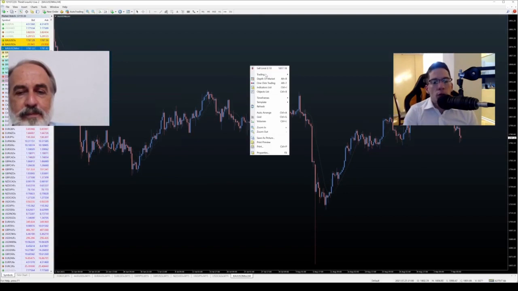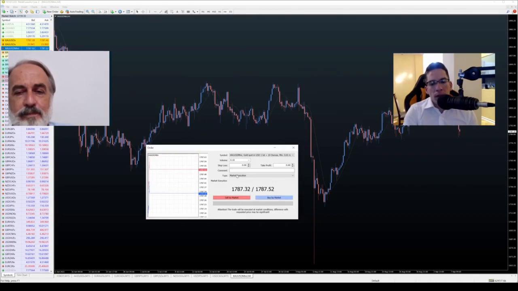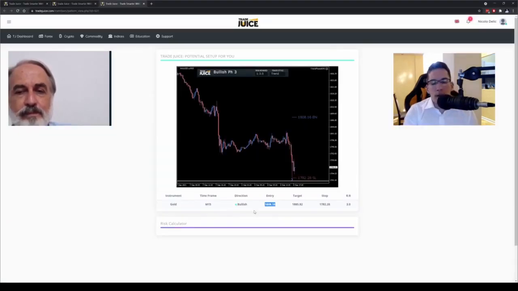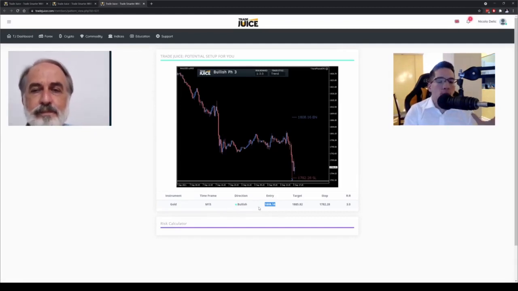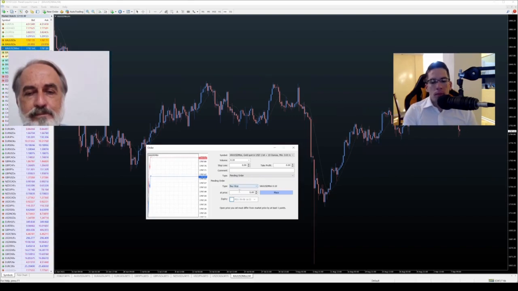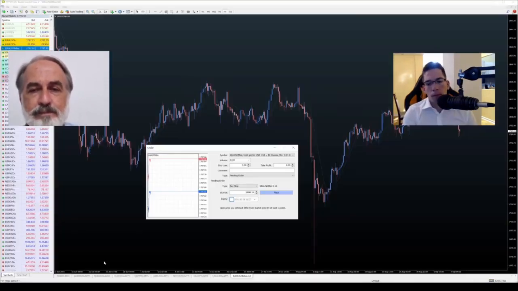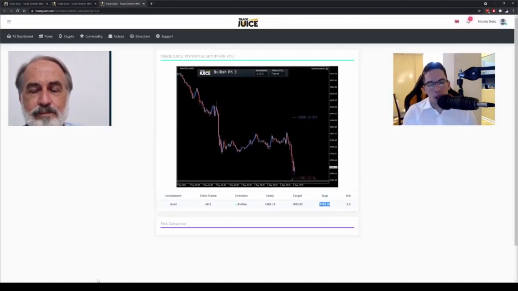You find gold on your broker, go to trading, right click, new order, and type is pending order. Let's get back to this part: it's a bullish trade, so we want to buy. So it's a buy stop. We just need to copy the entry price. After that, we are just going to copy the target price, copying it to take profit, and finally the stop loss.